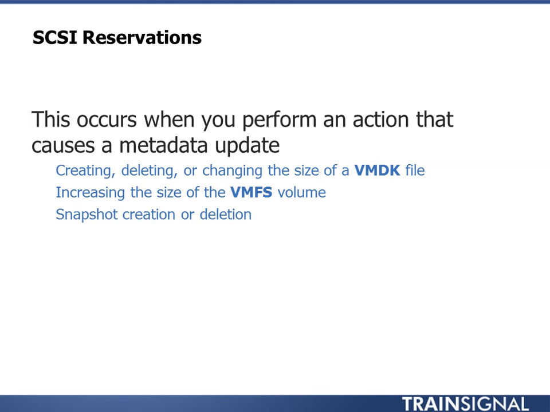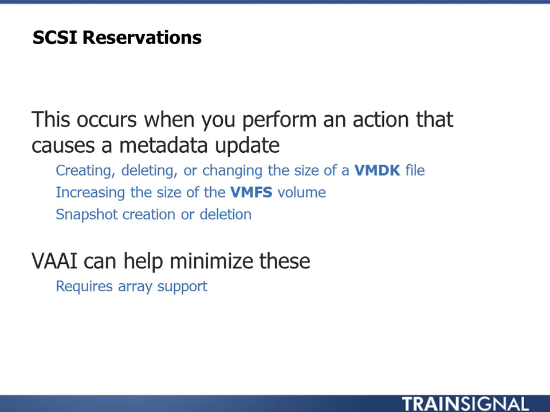Now, using these offloads, I don't care if you do 100, but we used to run into problems with SCSI reservations and LUN locking. It would issue a SCSI reservation, the LUN or the volume on the array would stop processing from other hosts, do the change, and then release. Very quick, but if you do a lot of them, they start to add up. And I just said VAAI can help minimize these, but it does require array support. The nice thing is, these days pretty much any reasonable array supports it.